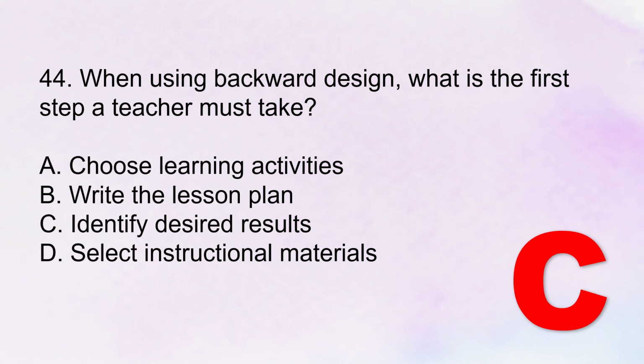The correct answer is letter C. Identifying desired results. So again, we are talking about the backward design. The first stage of the backward design approach is that teachers identify what students should know, understand, and be able to do by the end of the course, lesson, or module. So that's why we must identify desired results first.